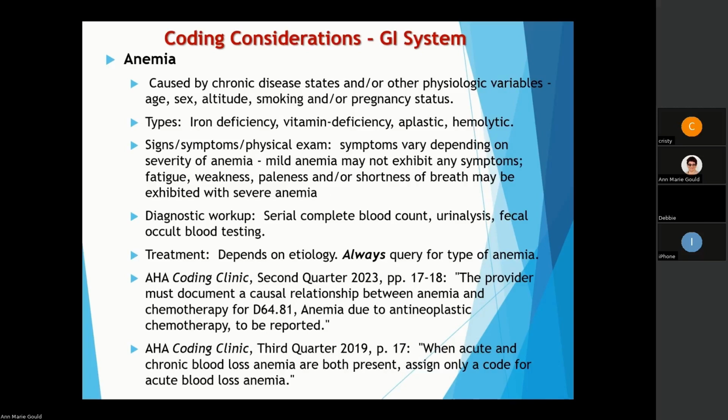Treatment depends on your etiology. Say a pregnant mom is dropping her iron and her levels are low. They're going to put her on iron tablets, prenatal vitamins, just to keep her blood counts up. But you always want to query for the type of anemia, even if it's a chronic disease.